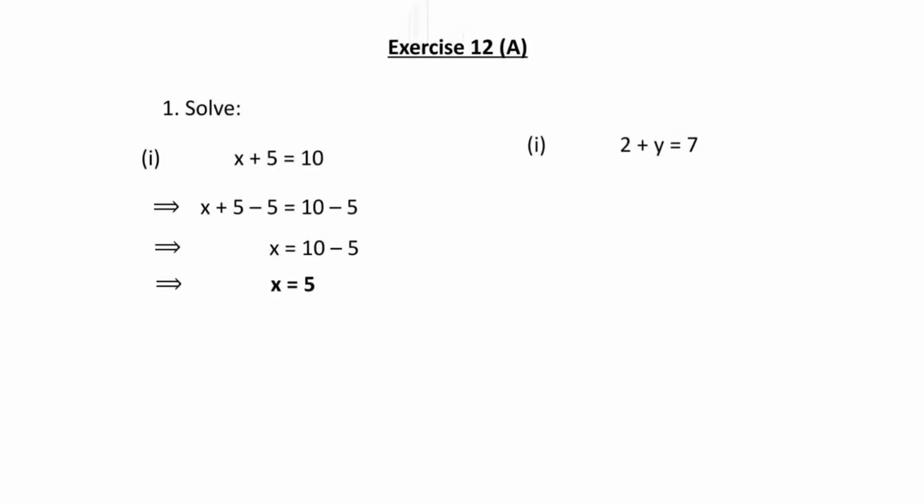Similarly for number 2, 2 plus y is equal to 7. So 2 plus y is equal to 7 means y plus 2 equals 7. Here plus 2 has to be removed. Then we write y plus 2 minus 2 equals 7 minus 2. Or else we can simply bring this plus 2 from the left hand side to the right hand side, and write y is equal to 7 minus 2. When you subtract 7 minus 2, you will get y equals 5. So this way also you can solve the simple linear equation.